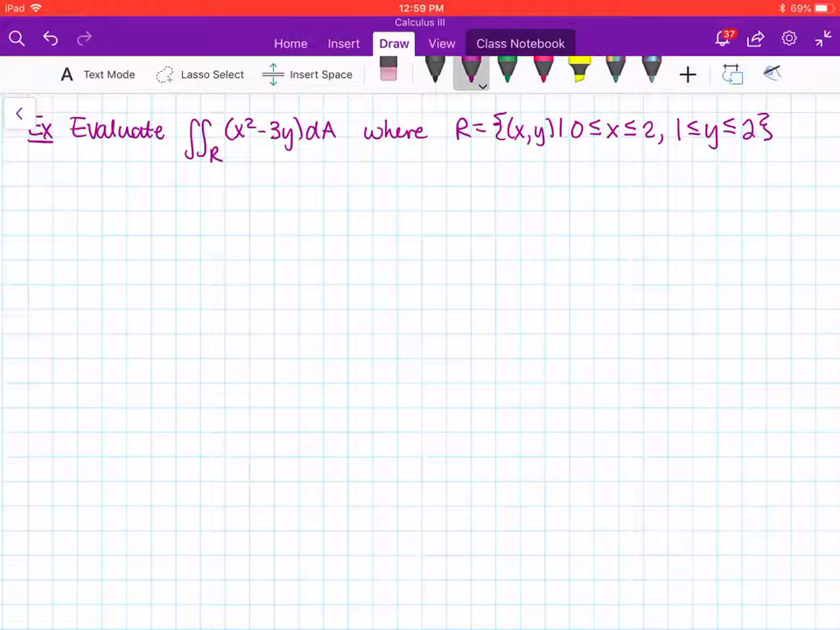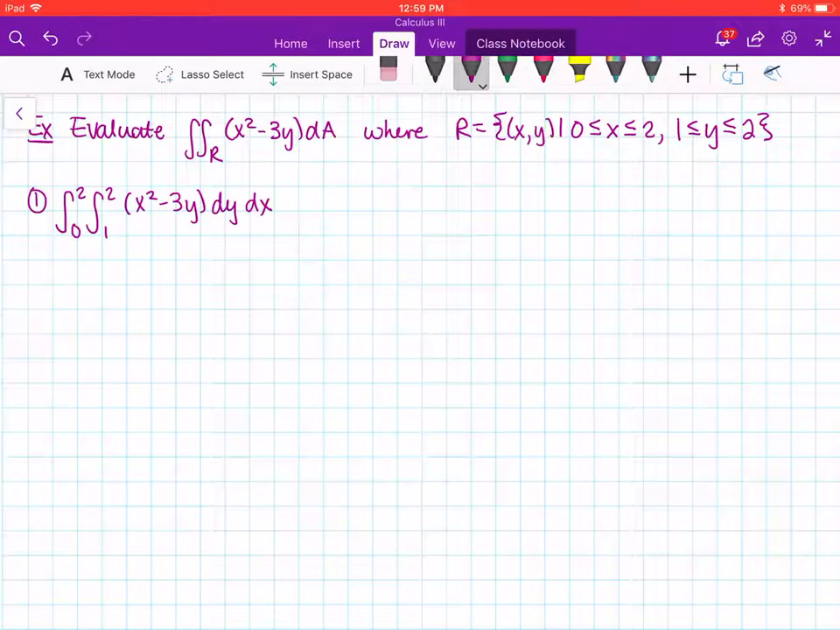Alright, so as promised, here's our example that we're going to do. Let's do it one way. Fubini says it doesn't matter which way we do it. So let's actually do it with respect to y first. So we're going to go from 0 to 2, 1 to 2, our function. And then we got dy and then dx.